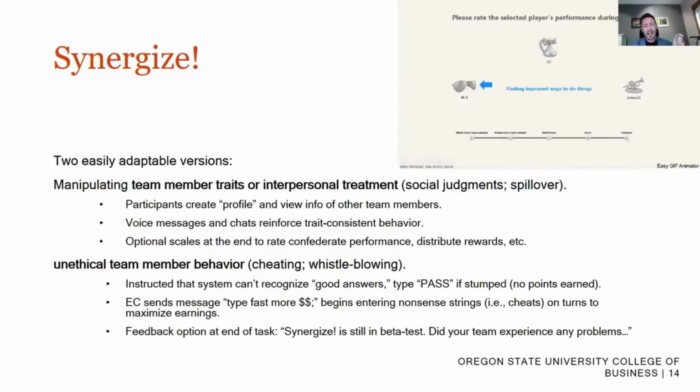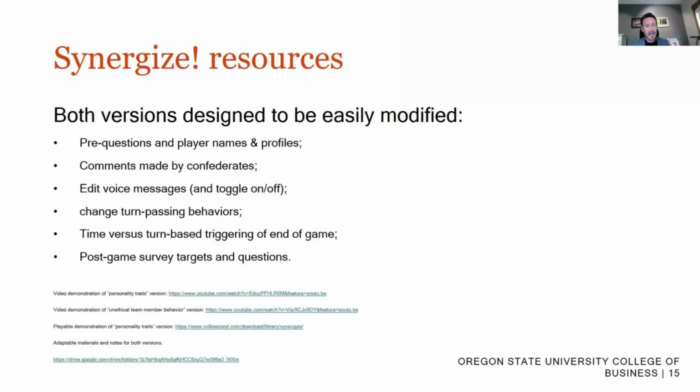And at the end of the task, they're given the feedback that Synergize is still in beta form. Did your team experience any problems? So we give them this sort of vague opportunity to talk, and it gives them the chance to basically whistleblow on their teammates that have been misbehaving. So both of these versions can be easily modified.